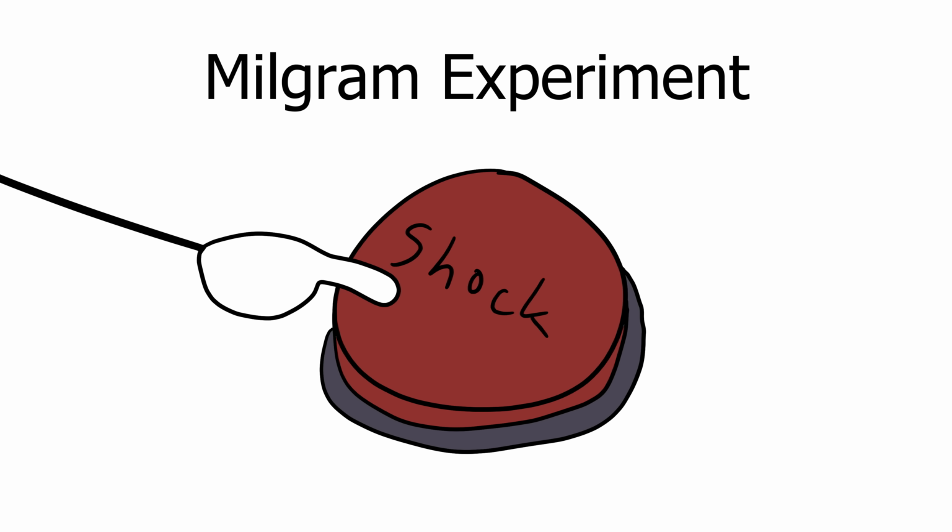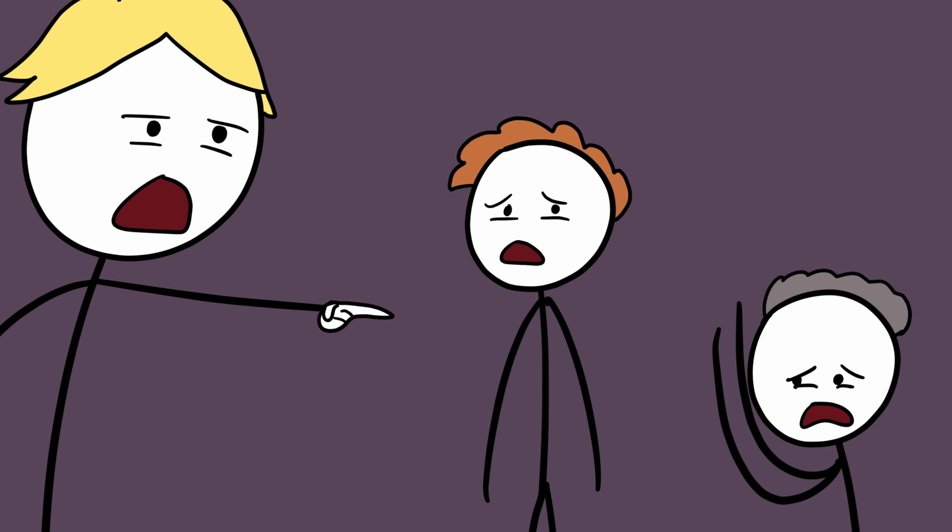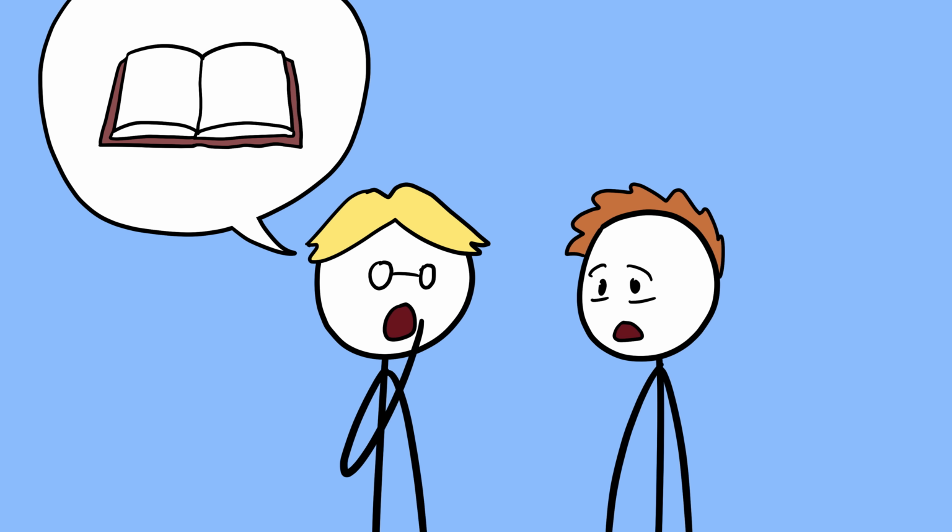The Milgram Experiment, Obedience at Any Cost. In the early 1960s, psychologist Stanley Milgram set out to answer a disturbing question. How far would ordinary people go if ordered to hurt someone? The experiment was simple. Volunteers were told they were helping with a study on learning.